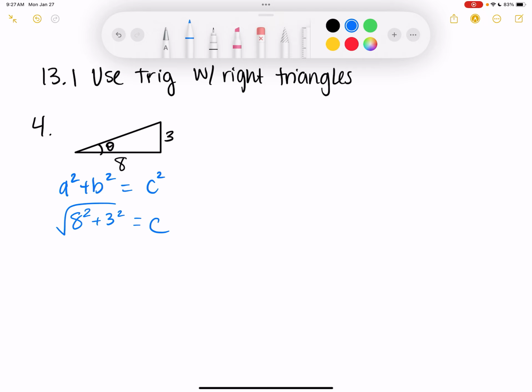All right, so wow, I forgot. We don't actually put these in our calculator. We leave them in radicals. So this is the square root of 73. So this side is the square root of 73. We don't write stuff as decimals. We write it as radicals.